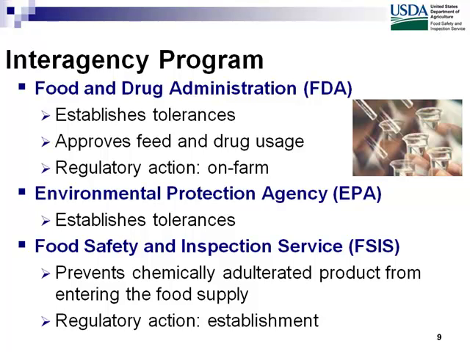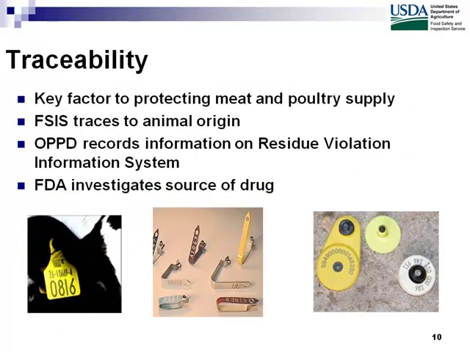And the FDA is responsible for establishing the tolerances along with the EPA and for approving the feed and drug usage. And they're able to take their enforcement activity on to the farm. So we really need to work together so that we can detect it at the inspection and we can trace it back to the farm. And traceability, everybody knows, is the key factor to protecting the meat and poultry supply and to tracing back to the animal's origin.